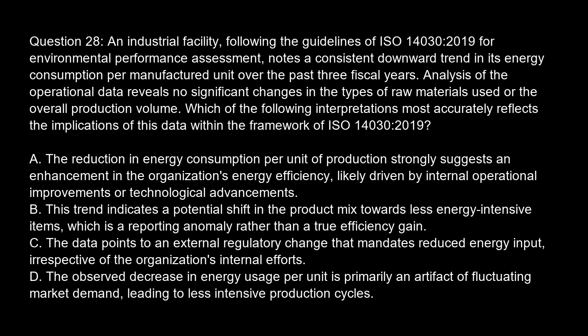Option C. The data points to an external regulatory change that mandates reduced energy input, irrespective of the organization's internal efforts. Option D. The observed decrease in energy usage per unit is primarily an artifact of fluctuating market demand, leading to less intensive production cycles.